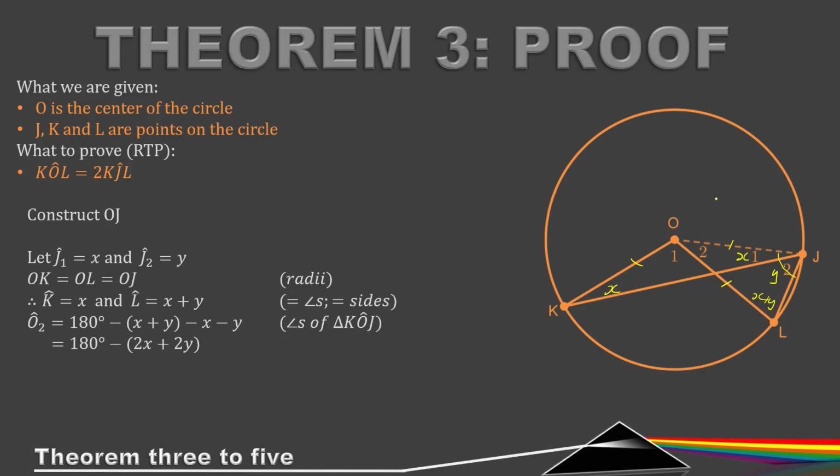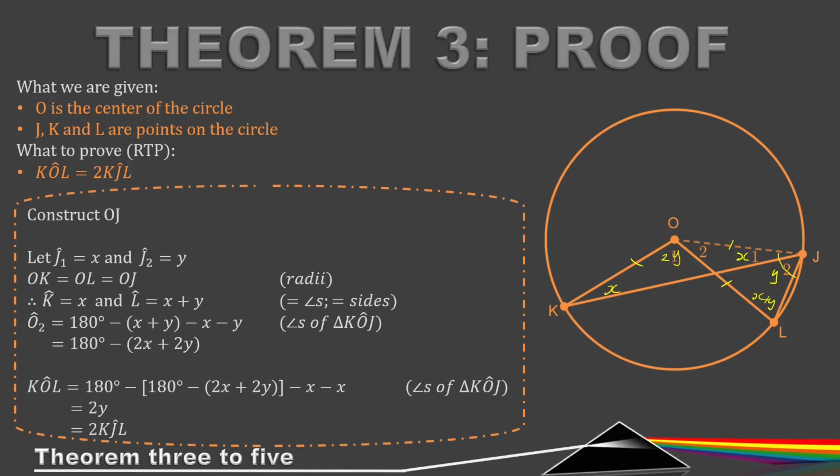Now next we can find O1, or KOL, in terms of x and y. That's quite a few things to take into consideration. We've got 180, then minus this O2, which is this entire part here, minus this angle x, minus this angle x. That leaves us with this angle over here, and if we simplify that, it simplifies to 2y. If this is 2y and this angle over here, KJL, is y, then we can say for any value of y that KOL is 2 times KJL. And then we have done our proof of theorem 3.